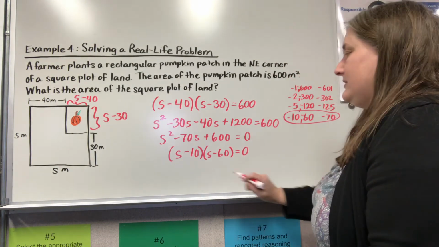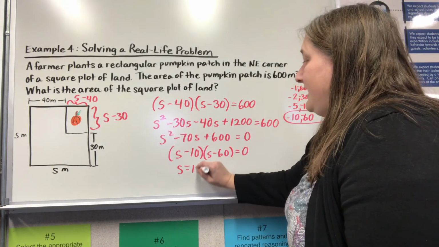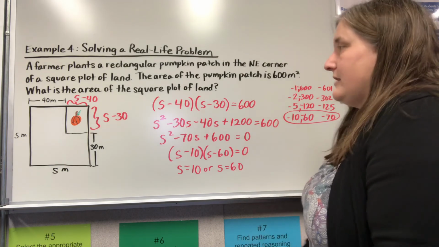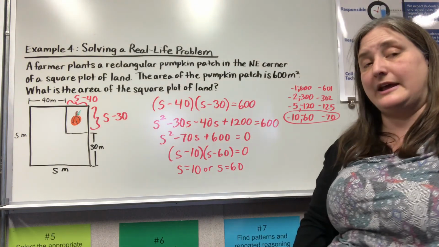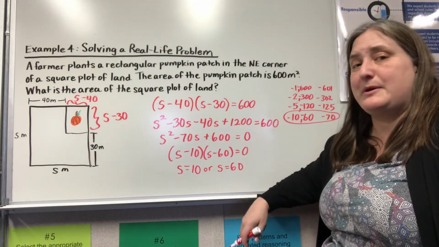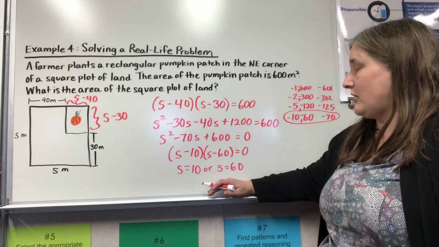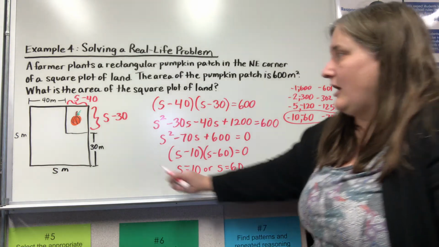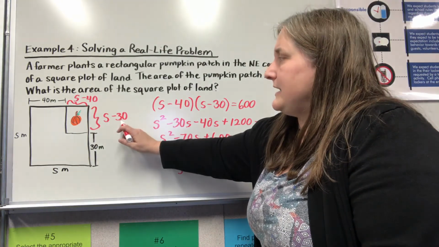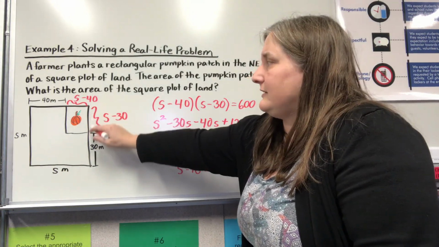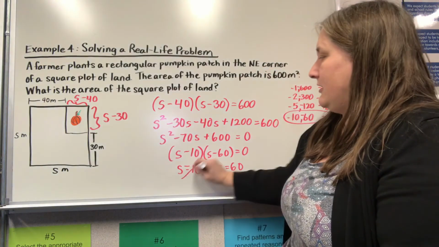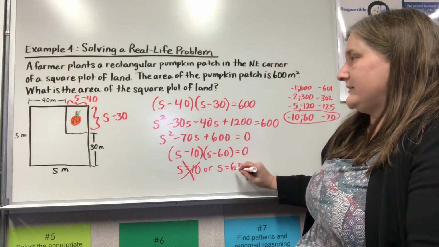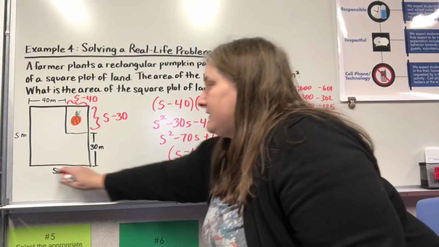So in order to make this 0, S would have to be either 10 or 60. Now in this case, we're talking about an actual plot of land. It can't be one or the other. It's got to be one of these. So I'm going to try to narrow it down by plugging it back in. If I try 10 in here, 10 minus 30 would give me negative 20. And there's no way for this side to be negative 20 meters. So this answer seems like it's out. So that means that each side here is 60.